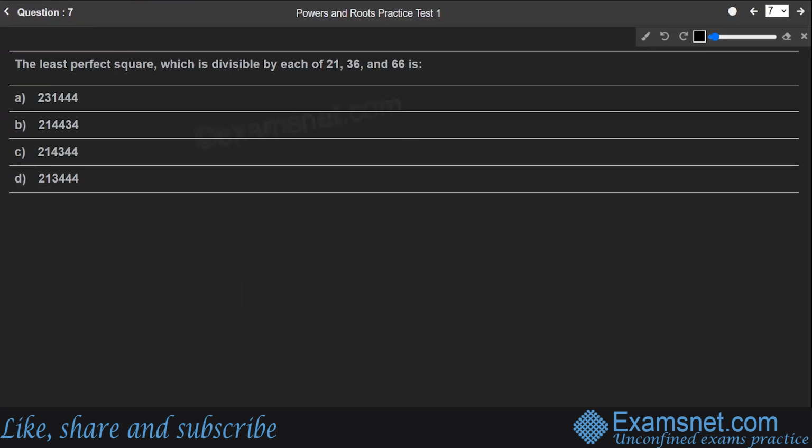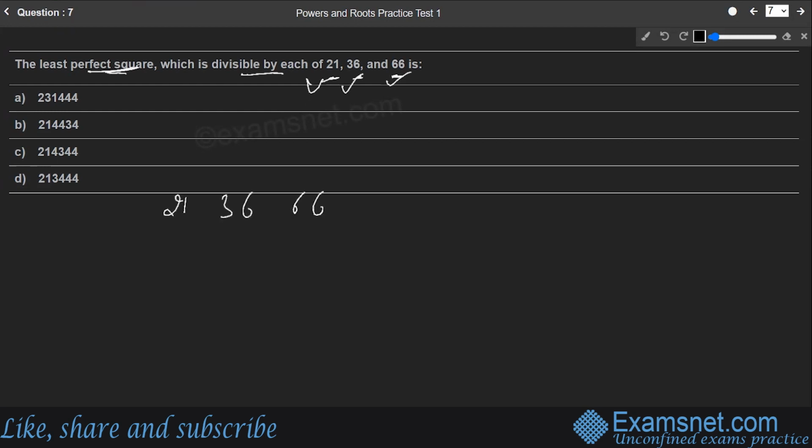Now, the least perfect square which is divisible by each of 21, 36 and 66 is. Okay, so first of all we have to find the number which is least and is the common multiple of all these numbers 21, 36 and 66. So let us find the LCM of 21, 36 and 66.